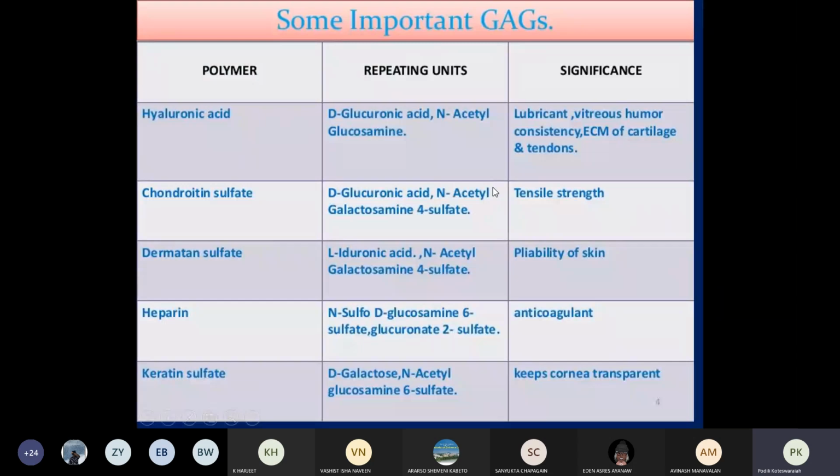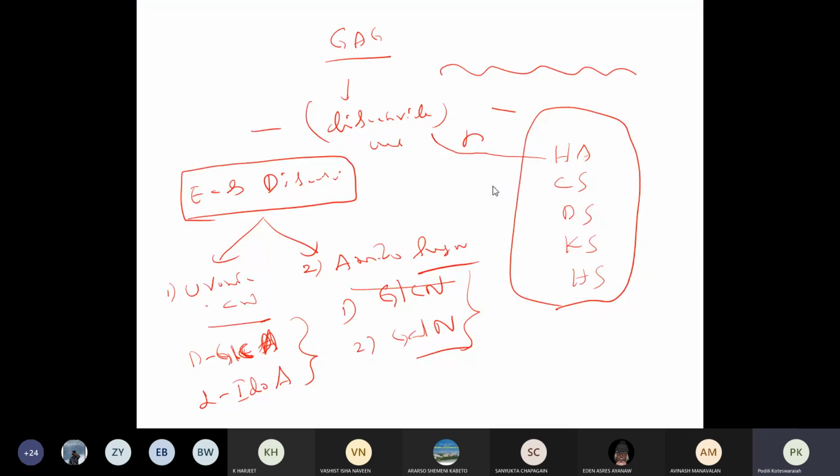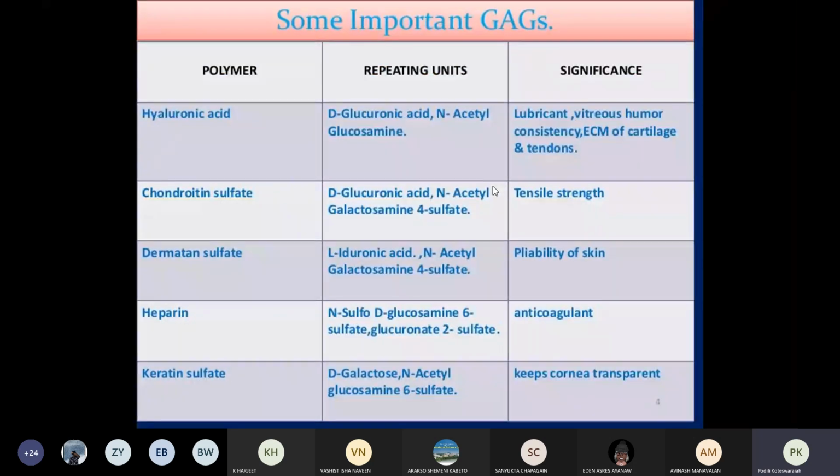So this is about the glycosaminoglycans. In summary, glycosaminoglycans are classified into two types: the non-sulfated and the sulfated. The only non-sulfated glycosaminoglycan is hyaluronic acid. Sulfated glycosaminoglycans are chondroitin sulfate, dermatan sulfate, heparan sulfate, and keratan sulfate. Hyaluronic acid is a polymer of glucuronic acid and N-acetyl glucosamine disaccharide repeats, present up to 50,000 times. That means it is a very lengthy molecule.